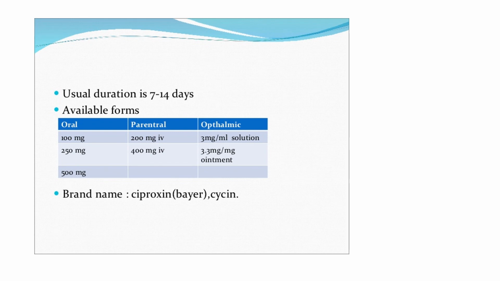The duration of the drug will be about 7 to 14 days. They are available in different dosage forms: oral, parenteral, and ophthalmic solution, that is eye drops. The brand names include Ciproxin or Cipro, the company being Bayer. Just know there are oral preparations, parenteral preparations, and ophthalmic preparations.